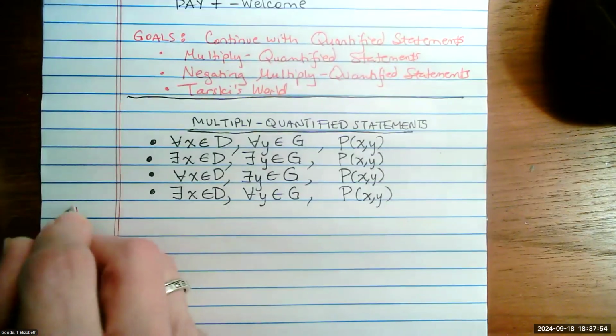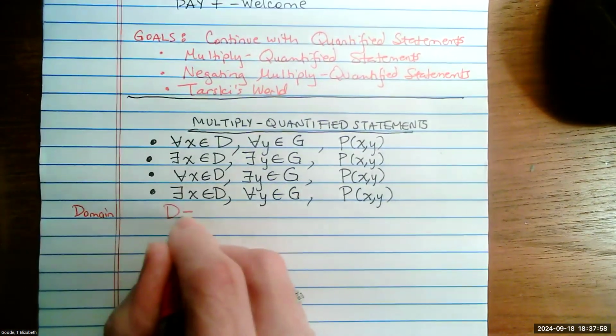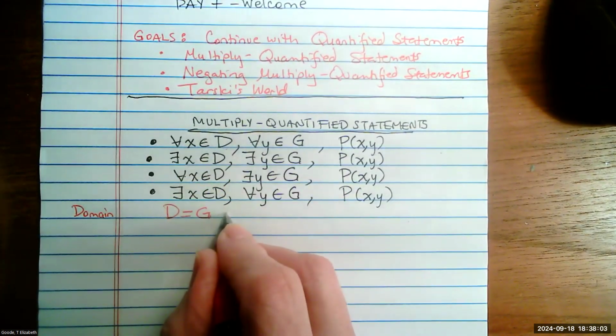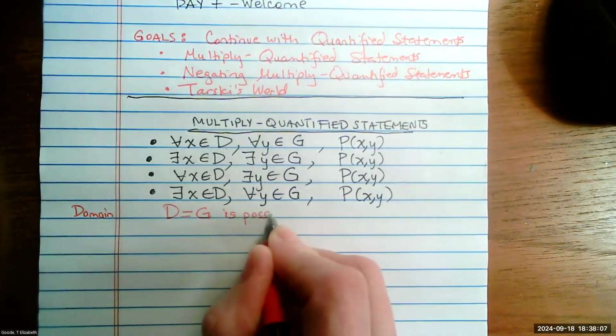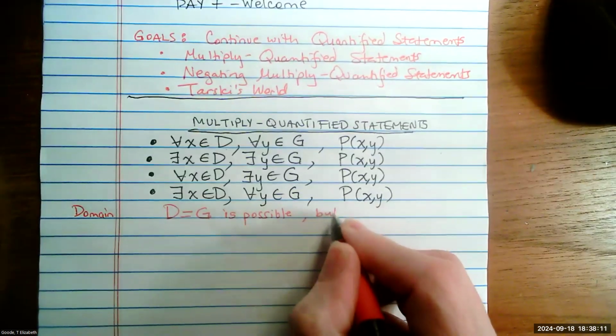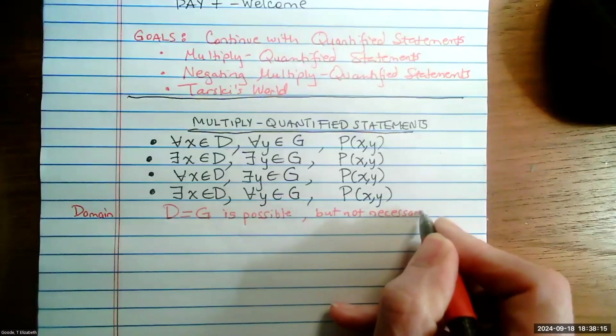And just to make a little note, it's perfectly possible for the domains to be the same. So D equals G, these two domains for X and Y respectively, D equaling G is possible. They could be the same set. And lots of times they're the same set, but it's not necessary. They might be different sets, and we'll see examples of that tonight too.